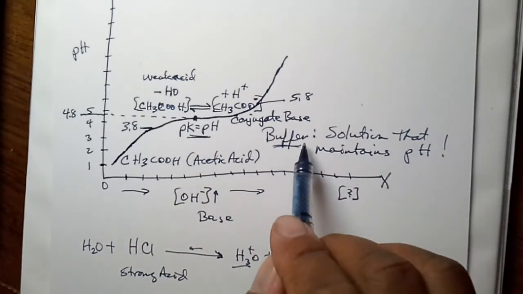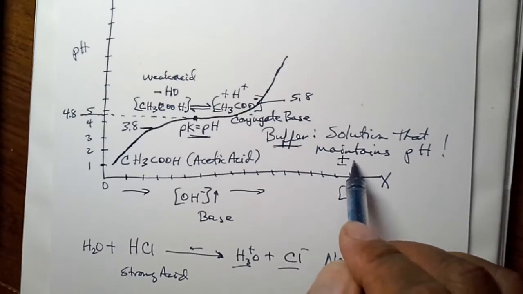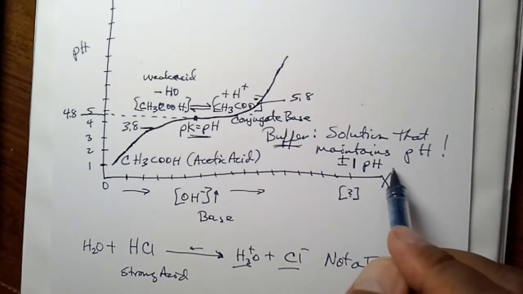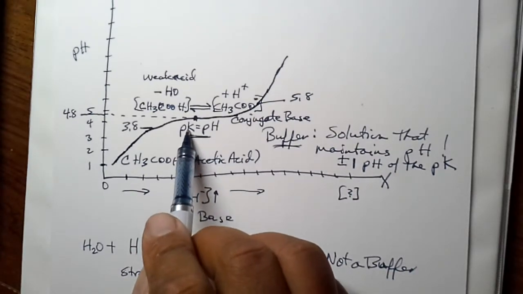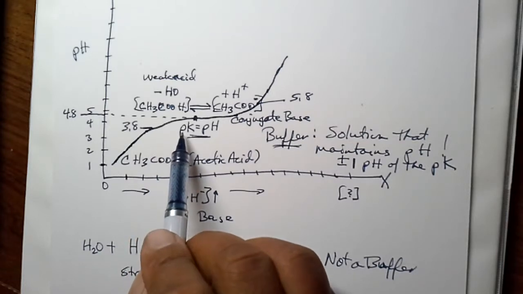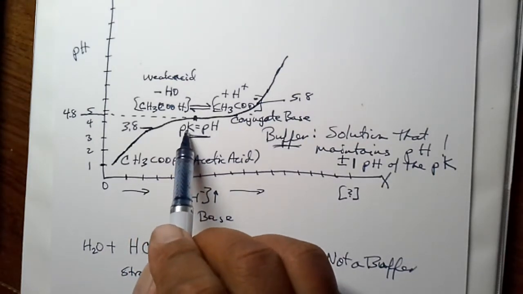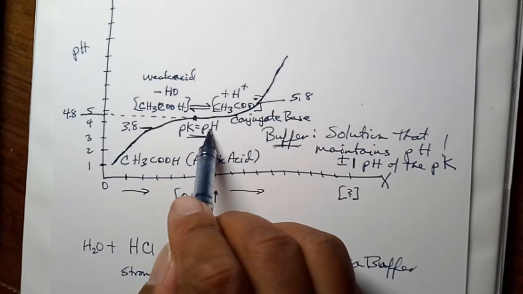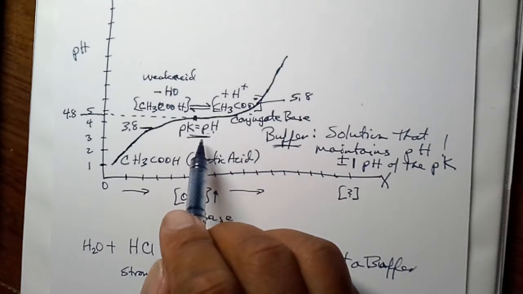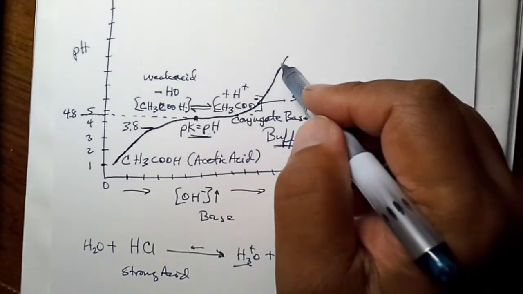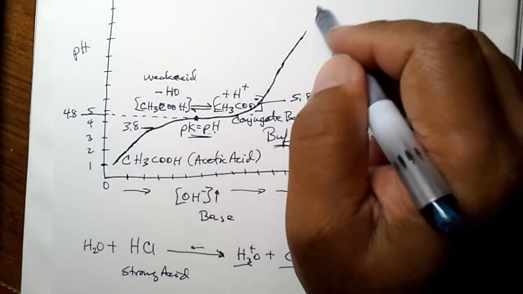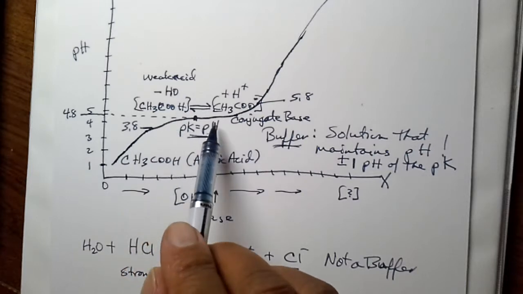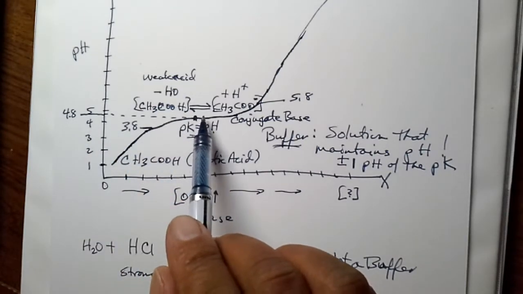So a buffer region is a solution that maintains the pH, and it maintains it plus or minus 1 pH unit of the pK. Okay, K is a dissociation constant, and if we take the negative log of K, that's pK. Just like the negative log of the hydrogen ion concentration is pH. Alright, we can continue to titrate this, and it will just continue to go up as long as we have a strong base to titrate it with until it reaches 14. But our buffer region is maintained around 4.8 and nowhere else.